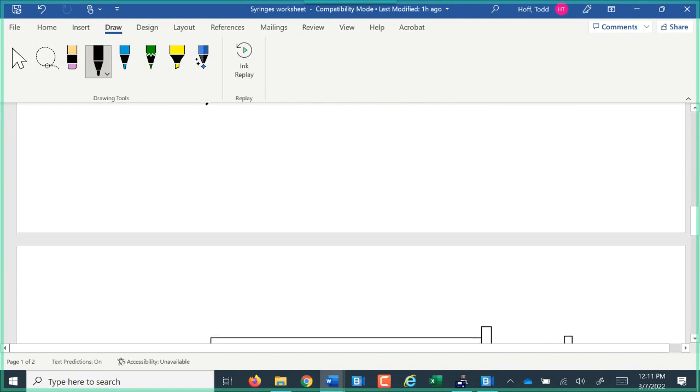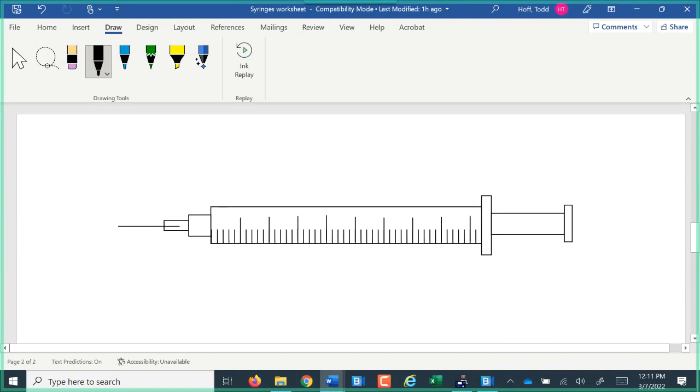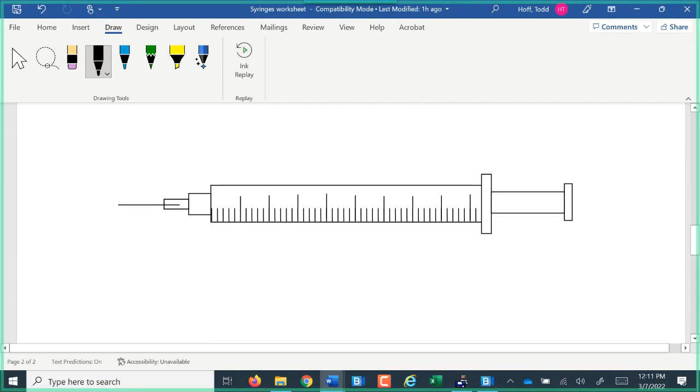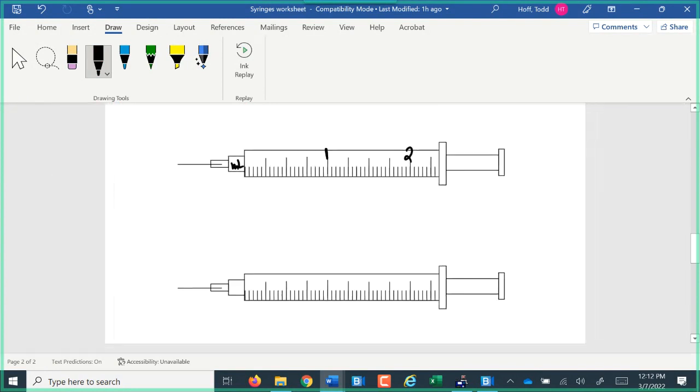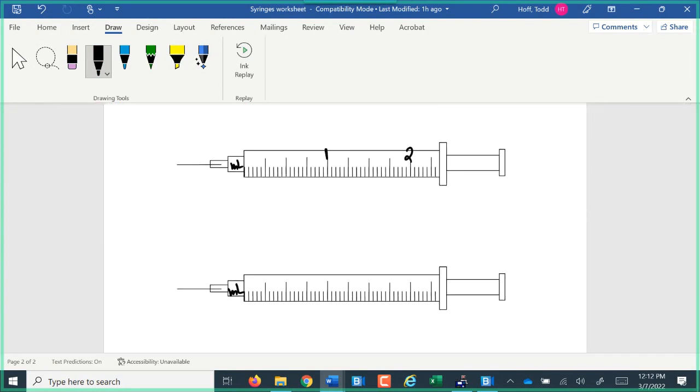But with that said, let's take a look at 2 syringes. I'm going to call this one 1, 2. This one here labeled like that. And I need 2.1 milliliters of medication, of fluid, to be administered to the patient in these syringes.